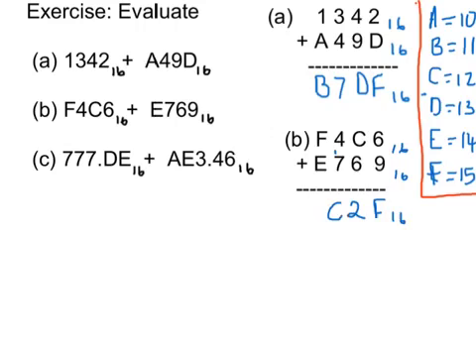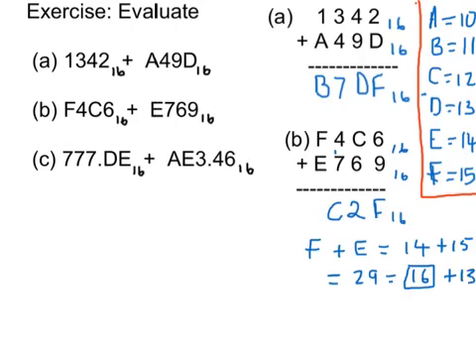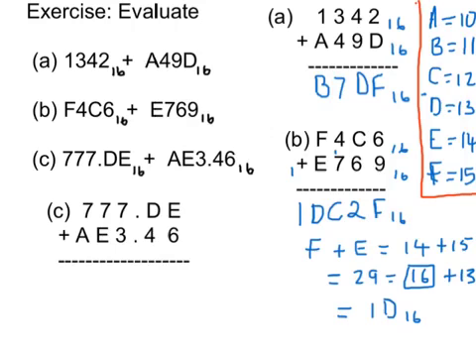And lastly, let's write out that last one. Here we have F plus E. That's equal to 14 plus 15, and that's equal to 29. And 29 is one group of 16 plus 13. And 13 in hexadecimal is D, so it's 1D, base 16. So what we do is we put down the D and we carry 1. So the answer is 1DC2F.